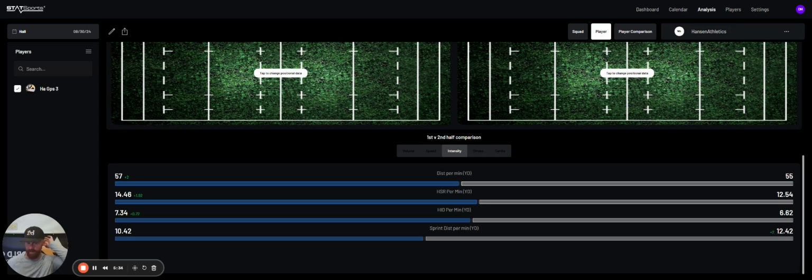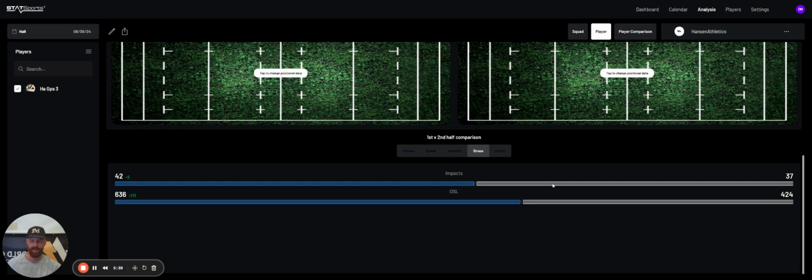Intensity, similar between first and second half. You'll see here pretty balanced. And then the stress, extreme load, and impacts, again, pretty even throughout.